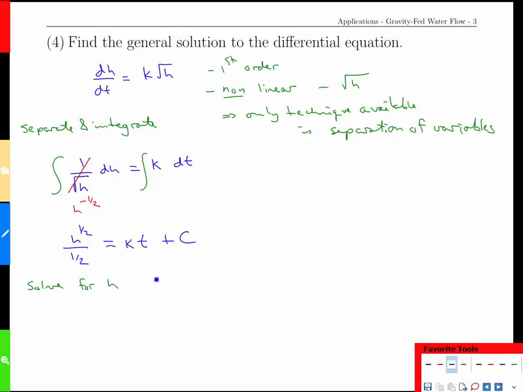So we'll bring the half up. We have square root of h is equal to 1/2 kt plus 1/2 c, and h then is going to equal (1/2 kt plus 1/2 c) all squared. And that is our general solution.